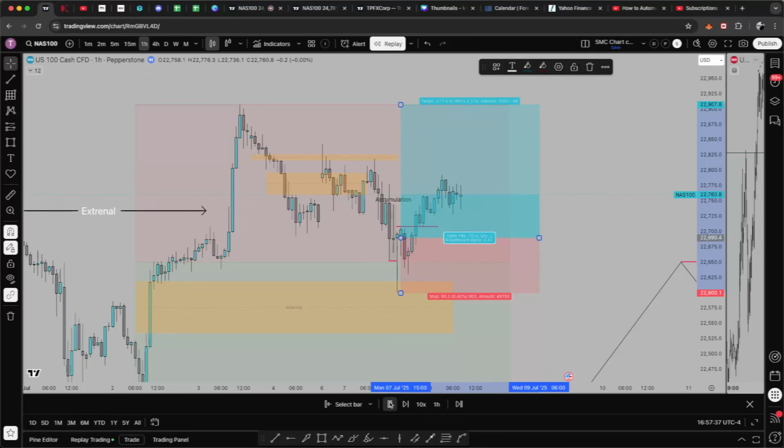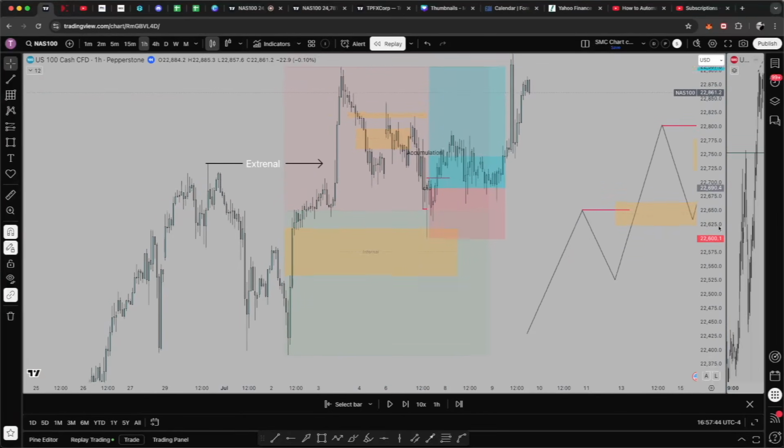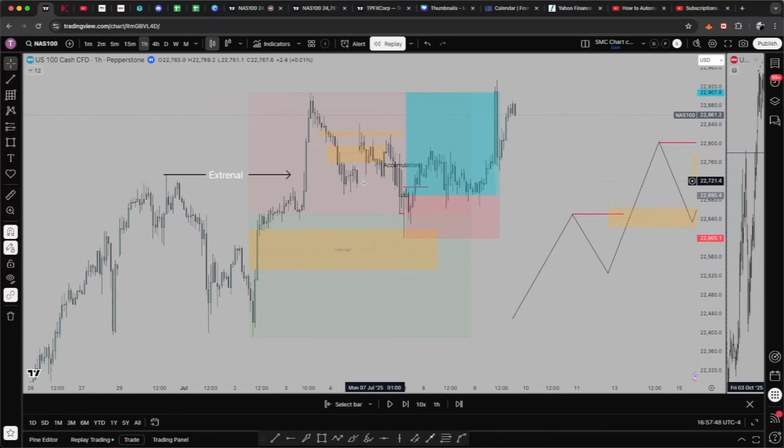So let's continue. Of course, this was a swing trade, right? This would have taken a couple days to reach the target, but that is the theory, right? So hope it makes sense.